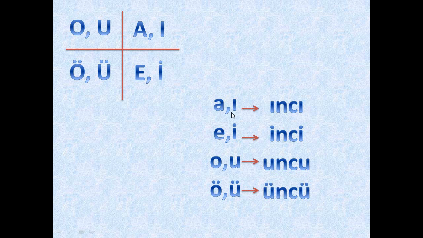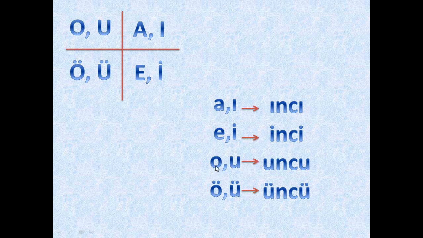If the last syllable of the number contains a or ı sound, we are going to combine that word with ıncı suffix. If the last syllable of the number that we are going to use ends with e or i, and if it contains one of these two sounds, we are going to combine it with inci.